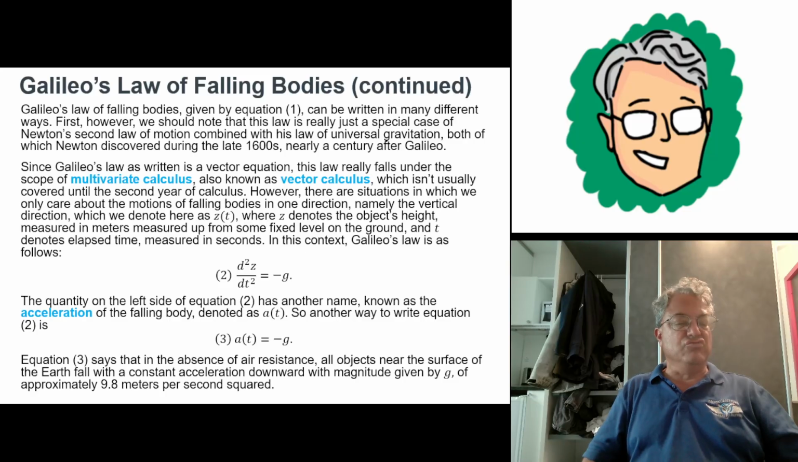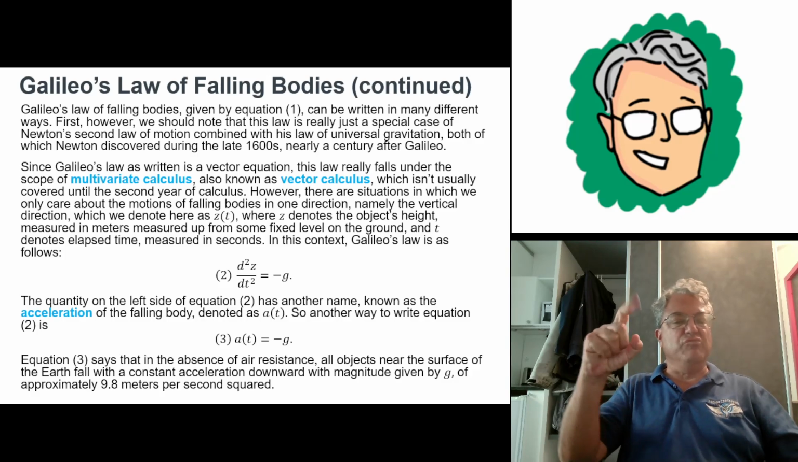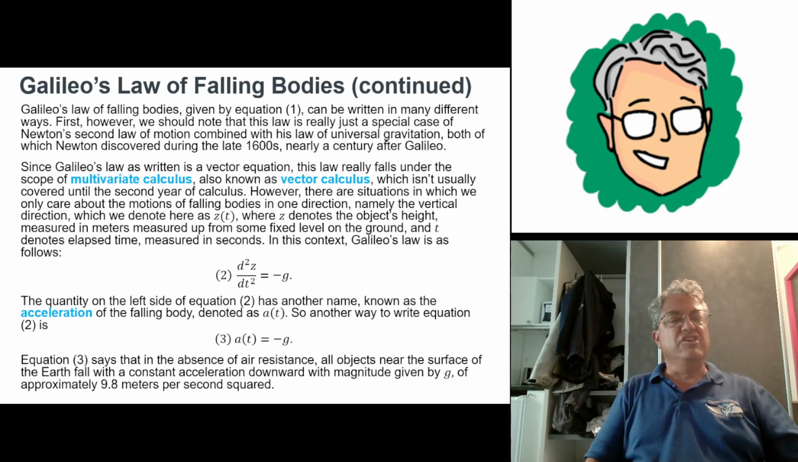I'm defining a direction for z, and I'm saying that z is positive when you're going up and negative when you're going down. Since the acceleration due to gravity is downward, and we want its magnitude to be positive, the magnitude is g, which is 9.8 meters per second squared. We want its direction to be downward, which means we have to put a minus sign in front. So that's what the equation says.